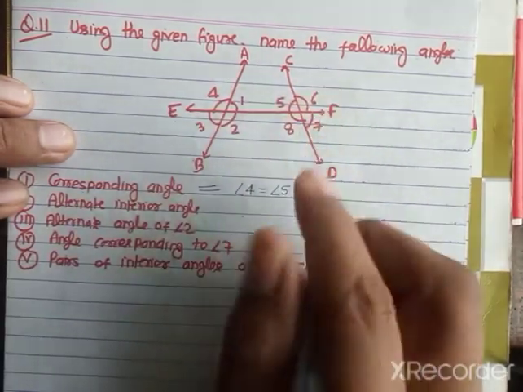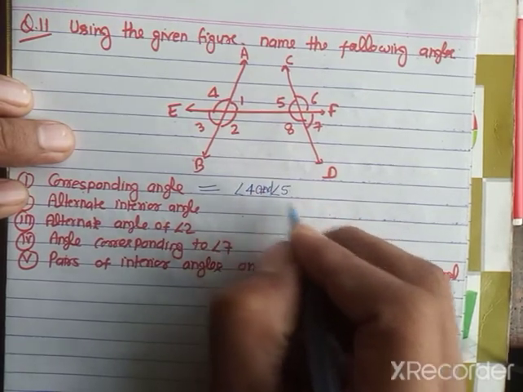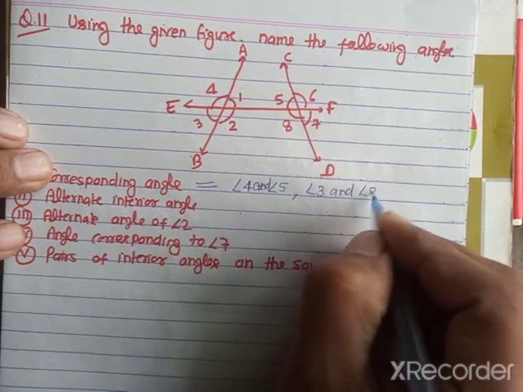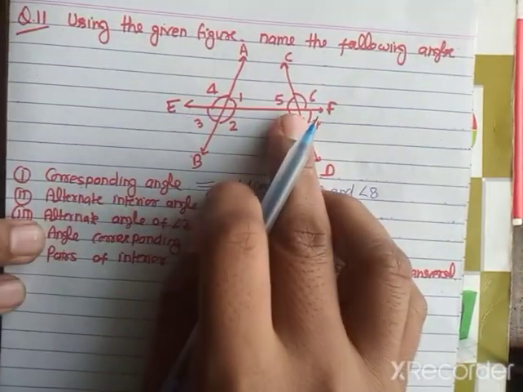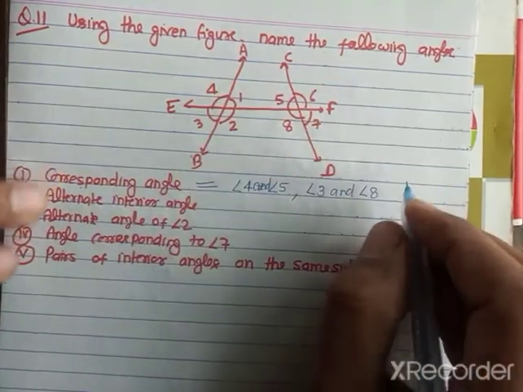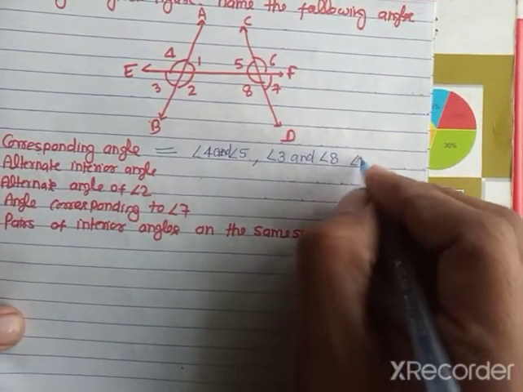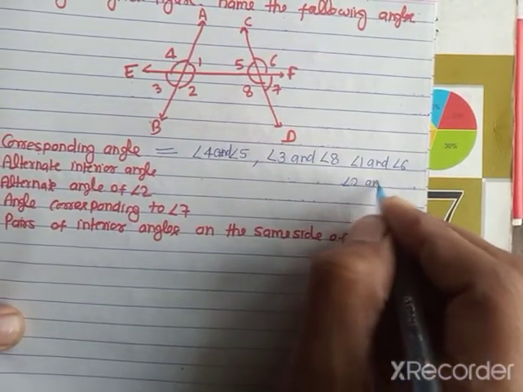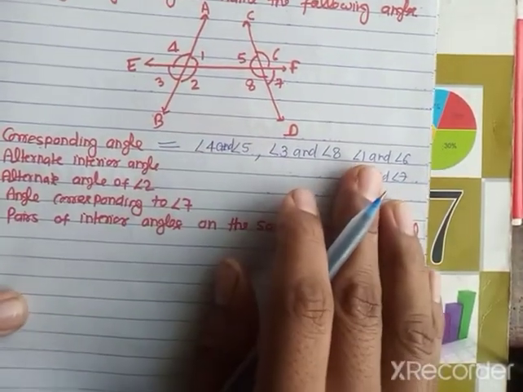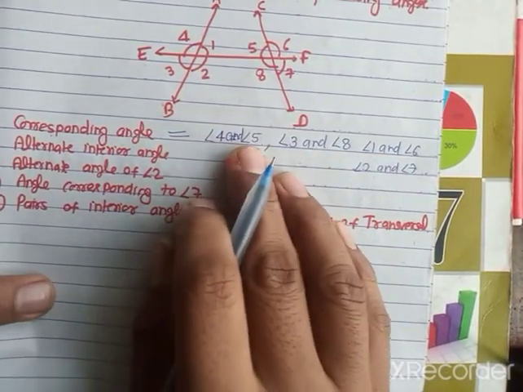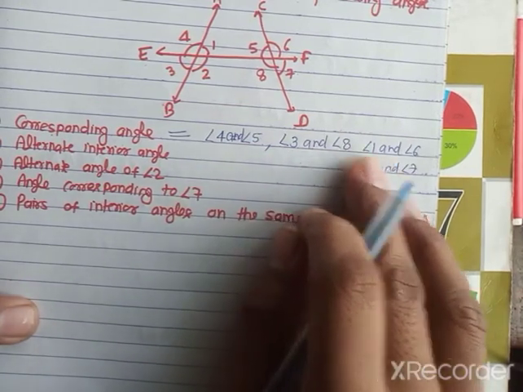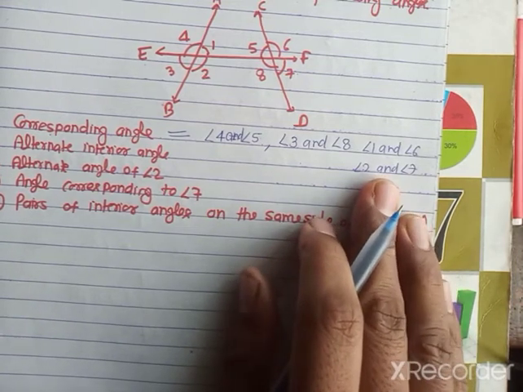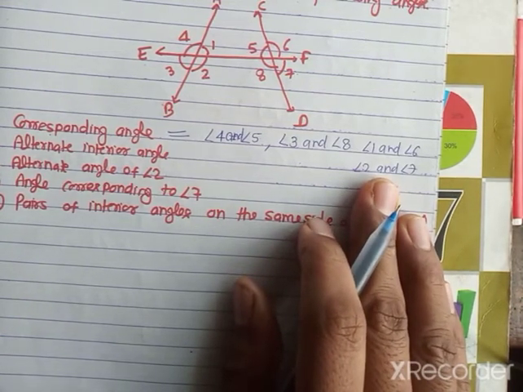Angle 4 and angle 5, angle 3 and angle 8, angle 1 and angle 6, and angle 2 and angle 7 are corresponding angles. Next is alternate interior angles.